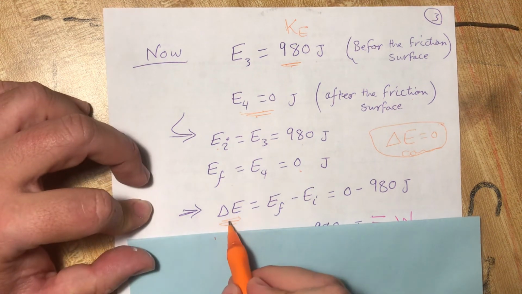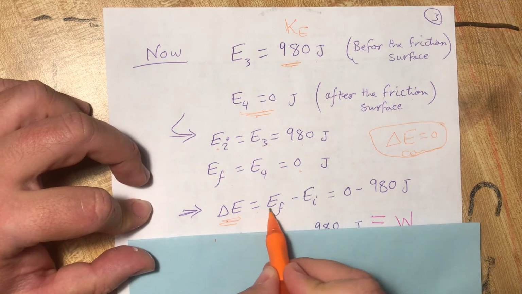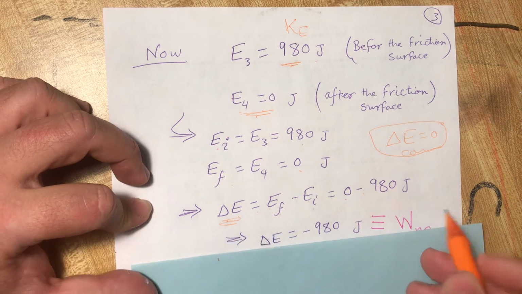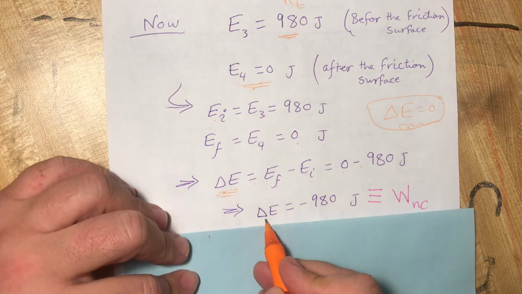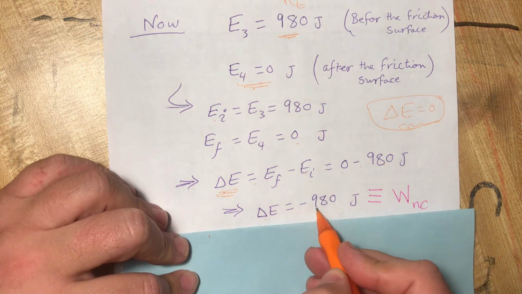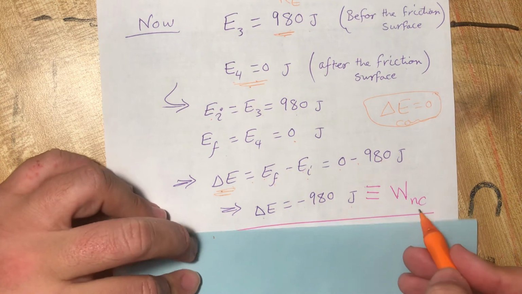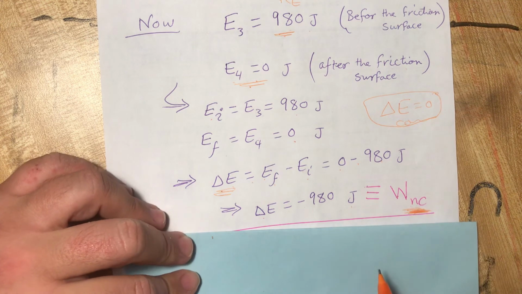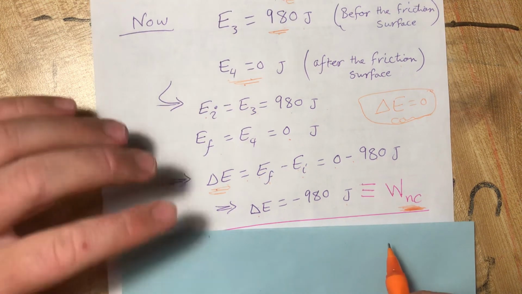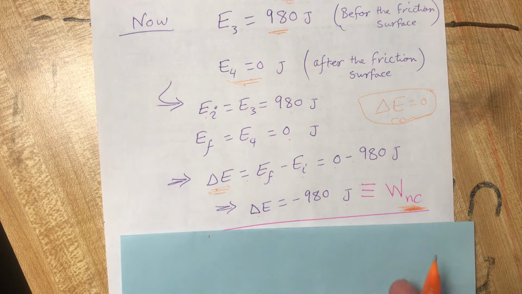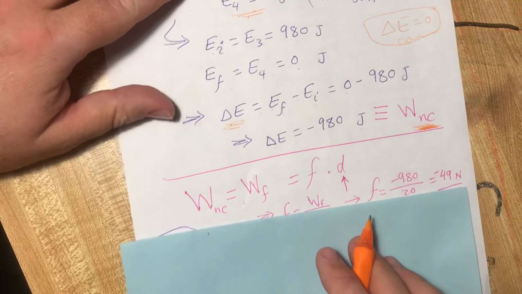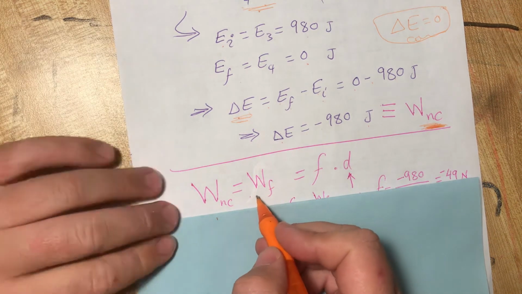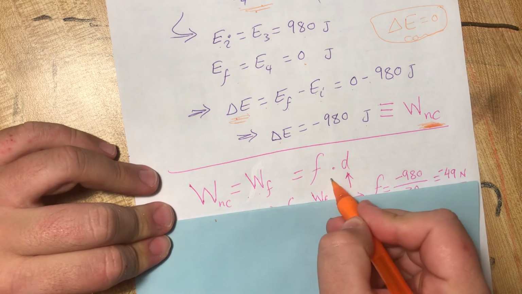Okay, the change in our energy is equal to E final minus E initial, which is 0 minus 980. So the change in our energy is equal to minus 980 joules, which is the work due to non-conservative forces. It is lost energy, right? Now we can find the force by using the work formula.